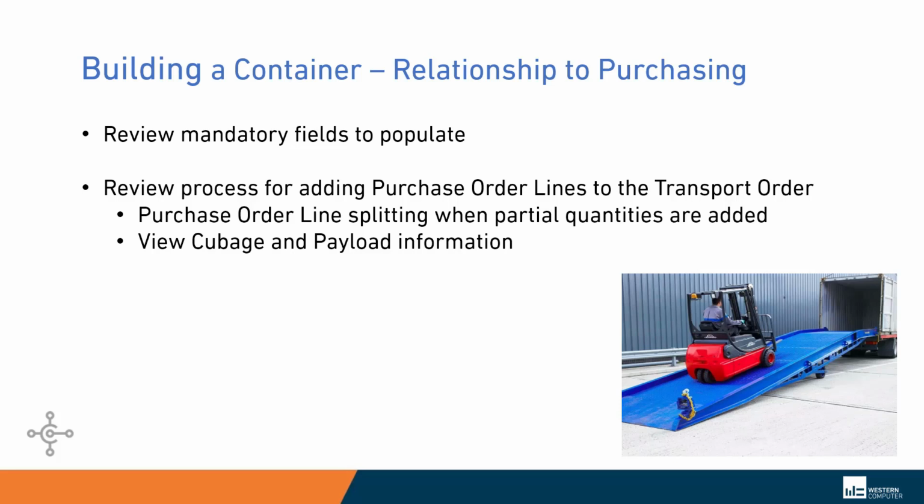First, I'm going to review the mandatory fields, and then I'm also going to show you some of the other fields that have been created on the transport order that you can also populate. Then I'm going to go through adding purchase order lines to the transport order. I'm also going to show you, if you need to split the quantity on the purchase order line where the container itself has less quantity than what was actually ordered, you can split that information. And we'll also view cubage and payload information as we're building the container.